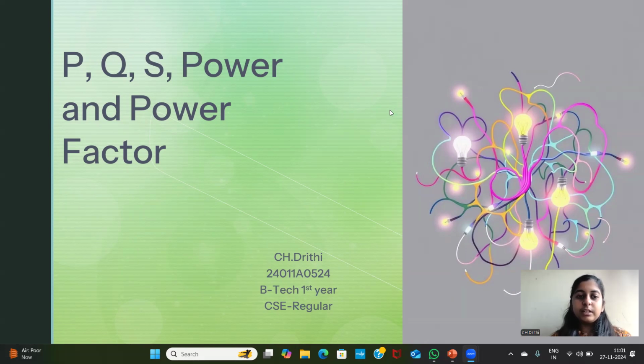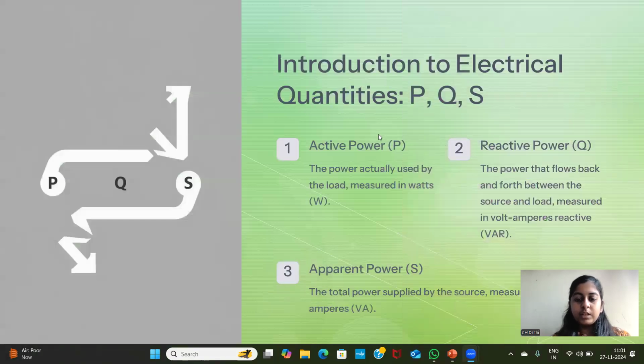Now, as you can see on the screen, my topic is PQS power and power factor. In this topic, I'm going to give you a brief explanation of PQS power and power factor. First of all, I'd like to give you an overview of apparent, reactive, and active power. Let's start our topic with active power.